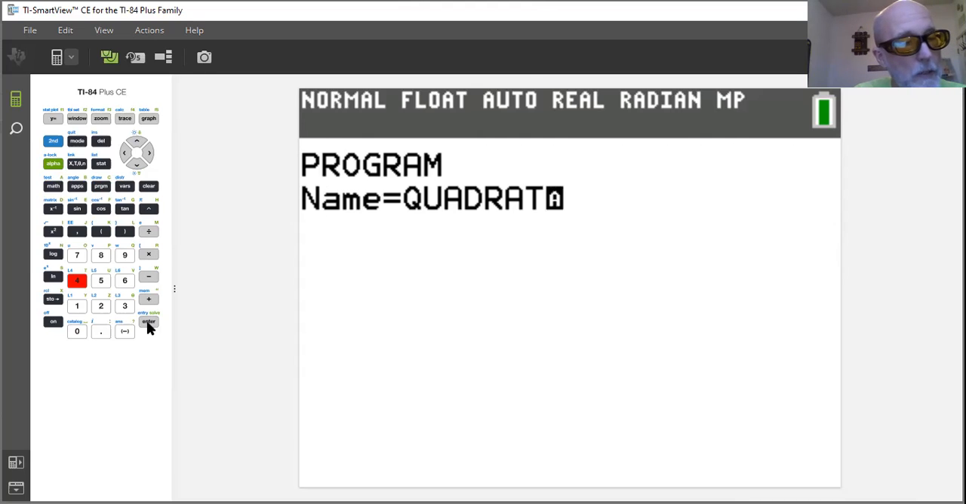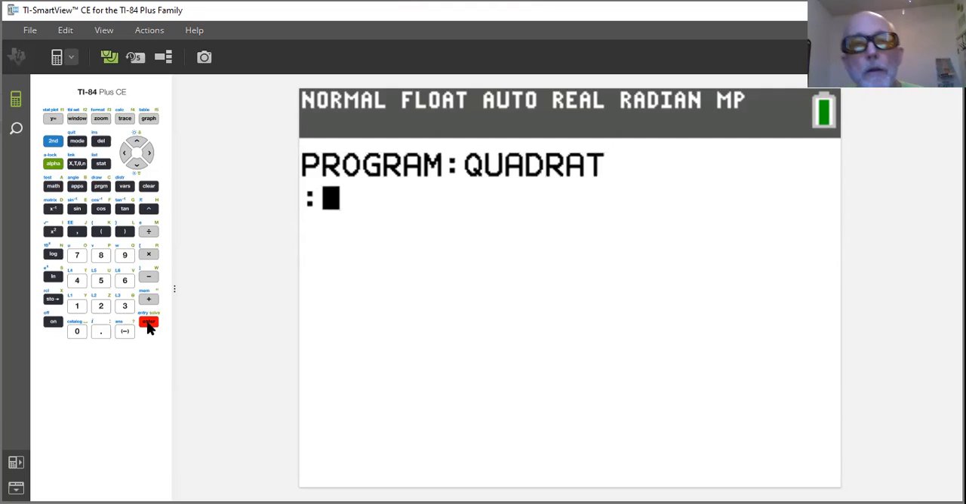Quadrat. I'm going to stop right there. I don't think it'll do the whole thing, right? Quadratic. No, that's all I got. I'm going to go back and start. Just want quadrat. That'll do it. Ta-da!